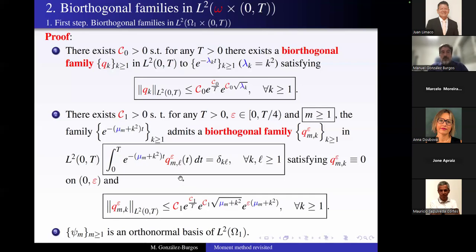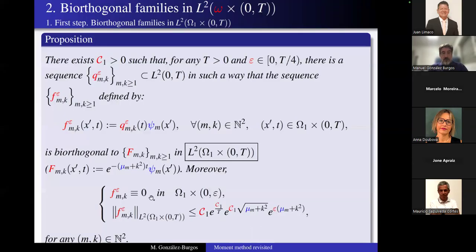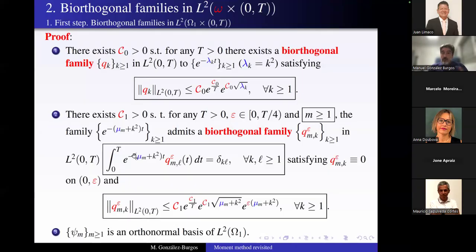And now it is very easy to prove, using that C_m is an orthonormal basis of the L2, that q_{m,k,epsilon} times C_m is an orthogonal family for the f_{m,k}. Then the proof is not too complicated.